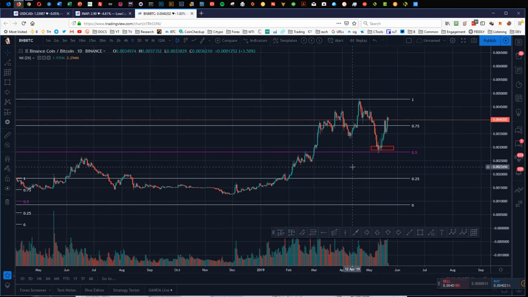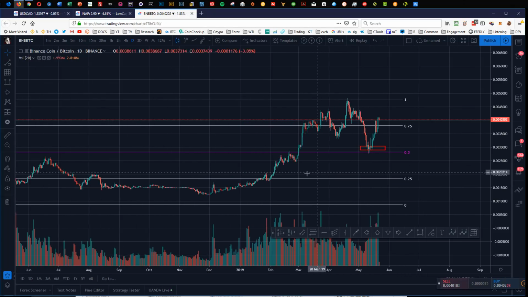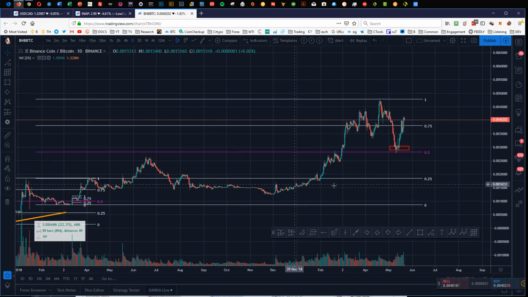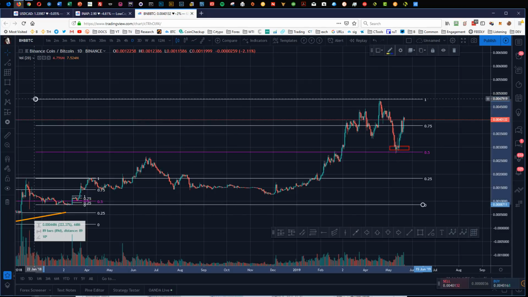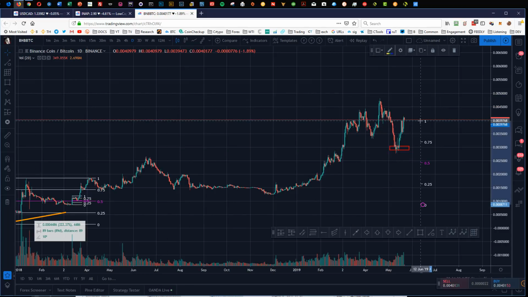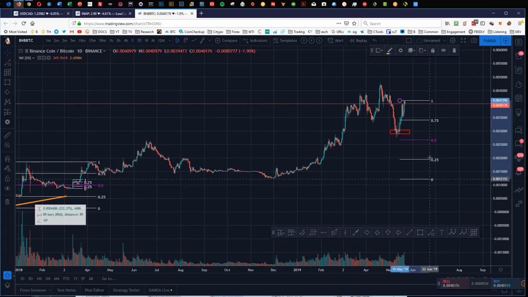So you can do this on any time frame. You can do this on an overall time frame here. You can do this on a smaller time frame. You can do it in real time. This is the current impulse move.